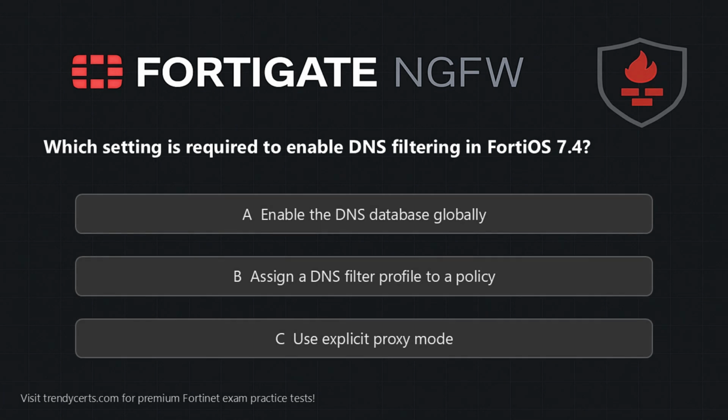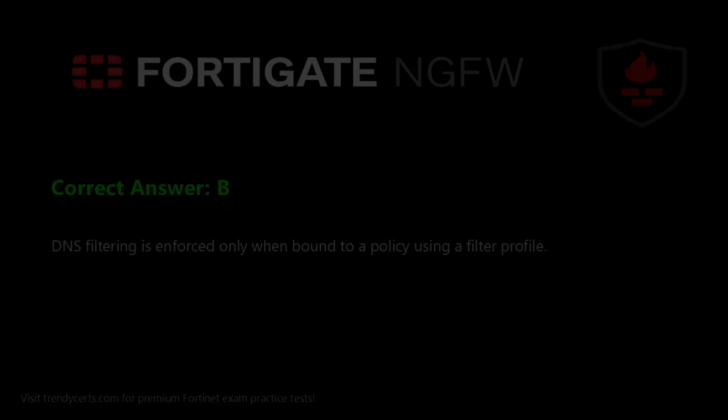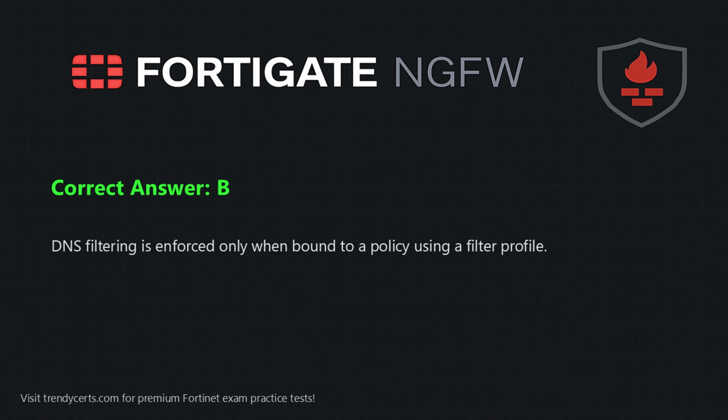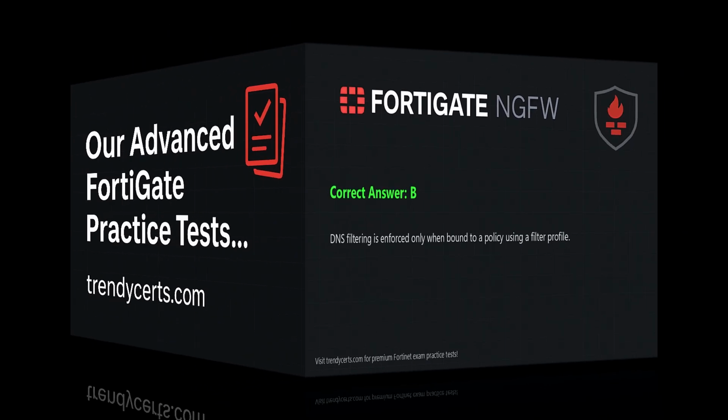Which setting is required to enable DNS filtering in FortiOS 7.4? Option A, enable the DNS database globally. Option B, assign a DNS filter profile to a policy. Option C, use explicit proxy mode. The correct answer is option B, assign a DNS filter profile to a policy. DNS filtering works only when a DNS filter profile is bound to a security policy.